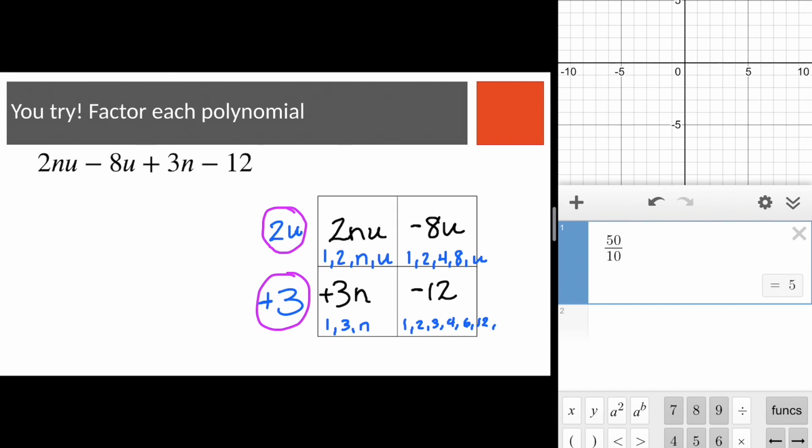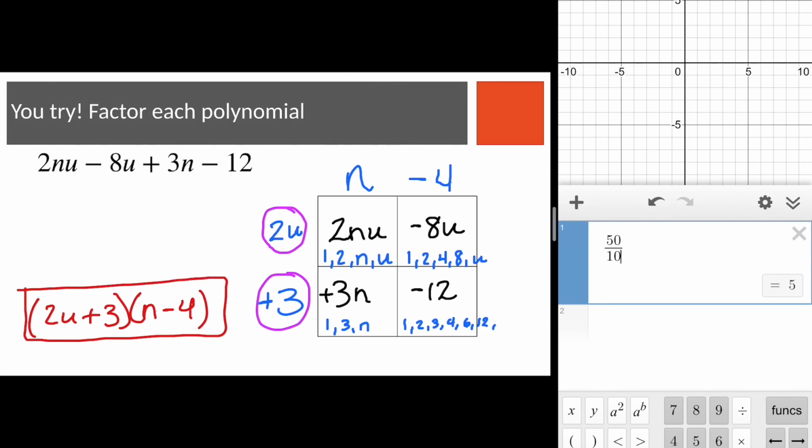And we can now figure out what this spot and this spot is by either doing greatest common factor or multiplying to get the inside. So the greatest common factor between this list is n. And the greatest common factor between this list and this list is 4. And because the 4 is touching a box that is negative, it needs to be negative. So then our factors for this is going to be 2u plus 3 and n minus 4.